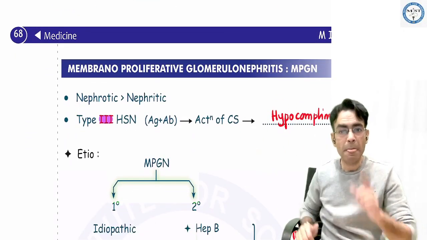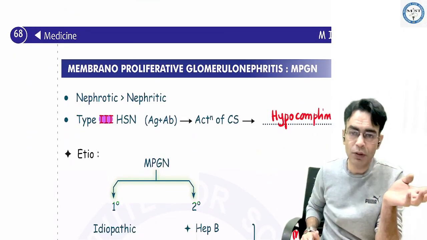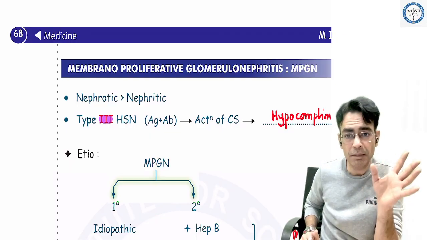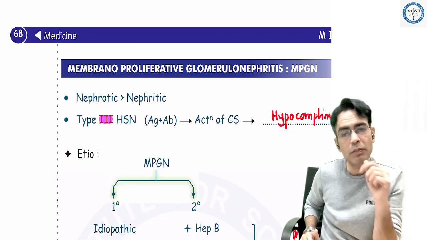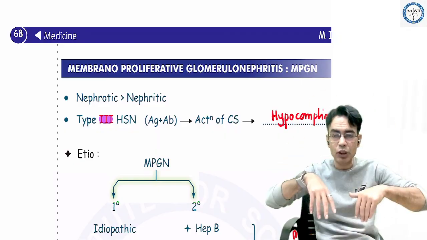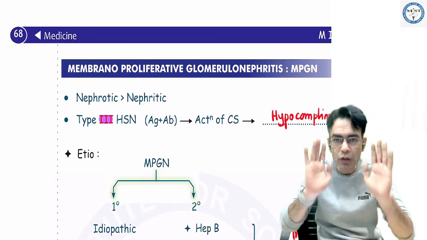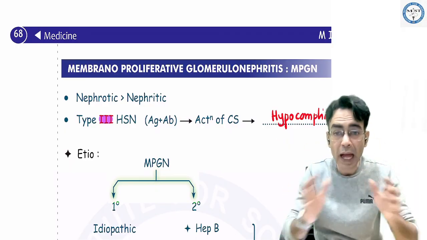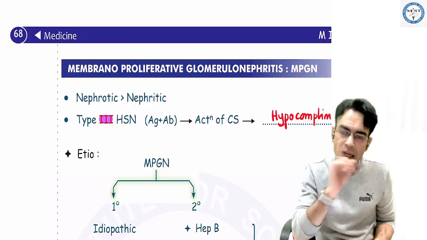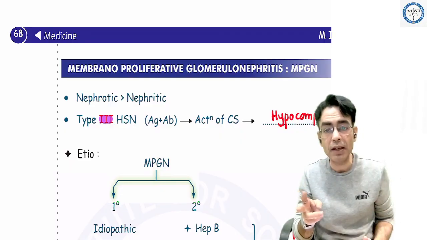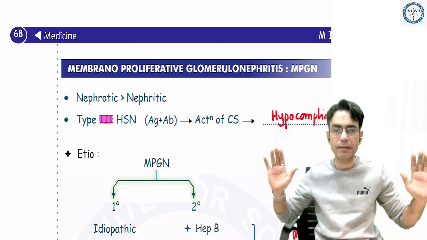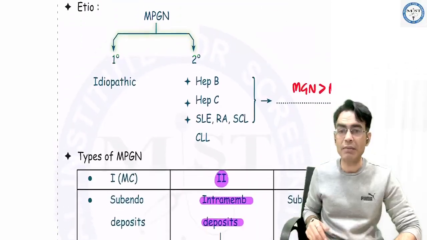Then MPGN, again, it can be seen in old age. Even in adults, it can be seen. So nothing with the age group here, but it is both nephrotic and nephritic, but more nephrotic. Patient has type 3 hypersensitivity, and in type 3 hypersensitivity complement levels go down, so hypocomplementemia. You have to remember only one thing. The cause is same as MGN, hepatitis B and C. So if they are asking about hepatitis B, better answer is MGN, but you can also choose MPGN. But you remember the appearance here: tram track appearance. That's it, because intramembranous deposit can be seen.